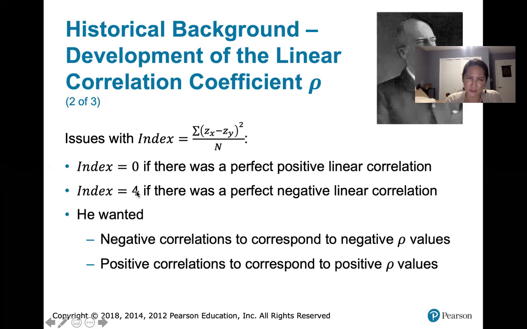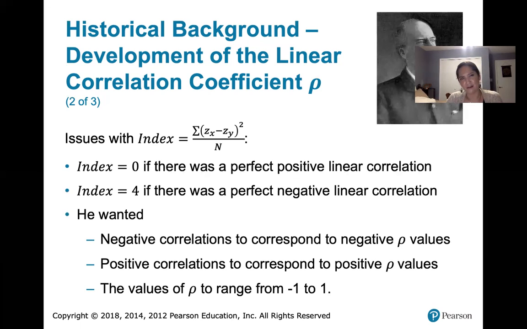So it's kind of backwards right now. We have a 0 whenever we have a perfect positive linear correlation, meaning all of those values lie on a line. And the index would give you a 4 if there was a perfect negative linear correlation. And he kind of wanted that flipped. He wanted this one to be 4 and this one to be 0, but then he didn't really want the range of values of this index to go between 0 and 4. He actually wanted the range of values of his linear correlation coefficient to range from -1 to 1.